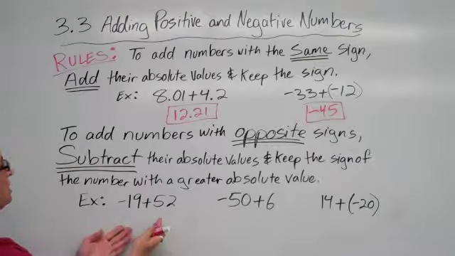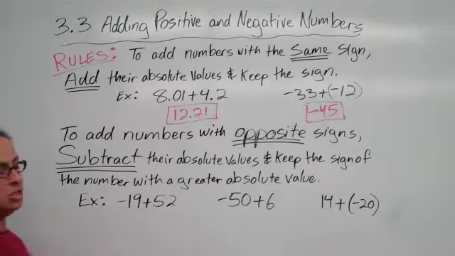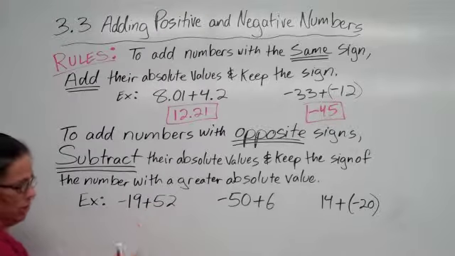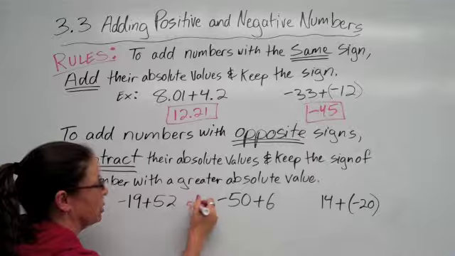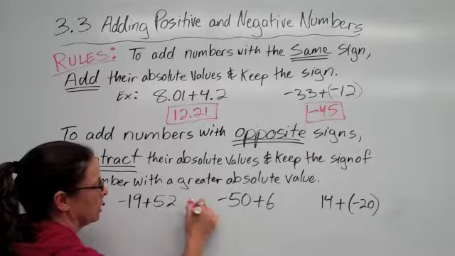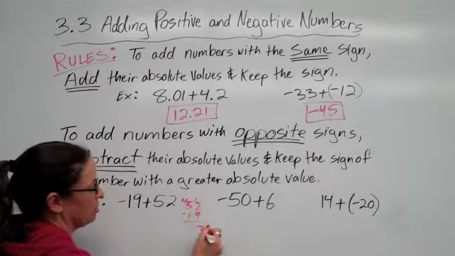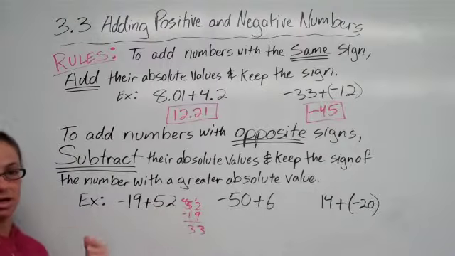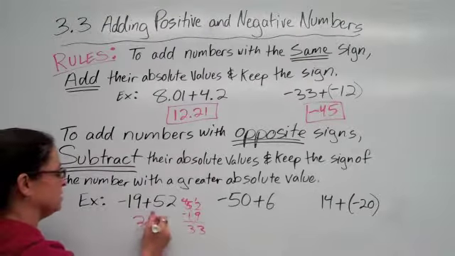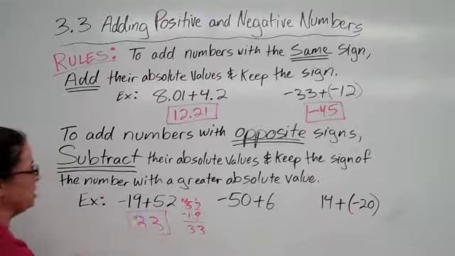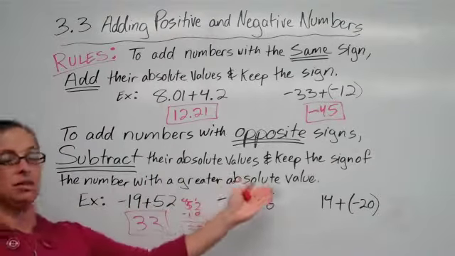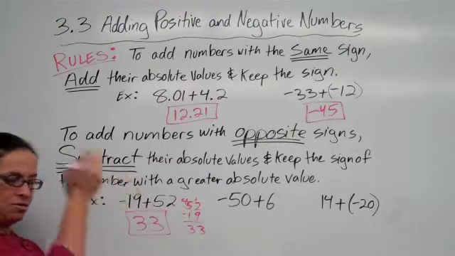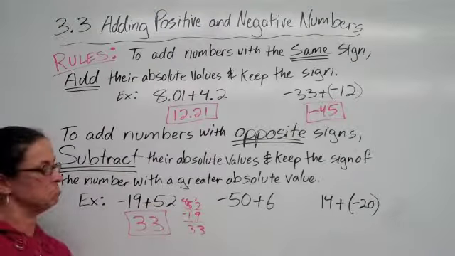So it says take their absolute values, which would be 19 and 52, subtract them. Remember, you take the bigger number and subtract the smaller number. So if you need to, you could always just write it out, 52 minus 19. Okay, borrow, and so on. You get 33. Great. Now, do I have more positives or more negatives? I have more positives, and so my answer is positive. This says, and keep the sign with a greater absolute value. 52 has a greater absolute value. It is positive, therefore that is why my answer is positive.